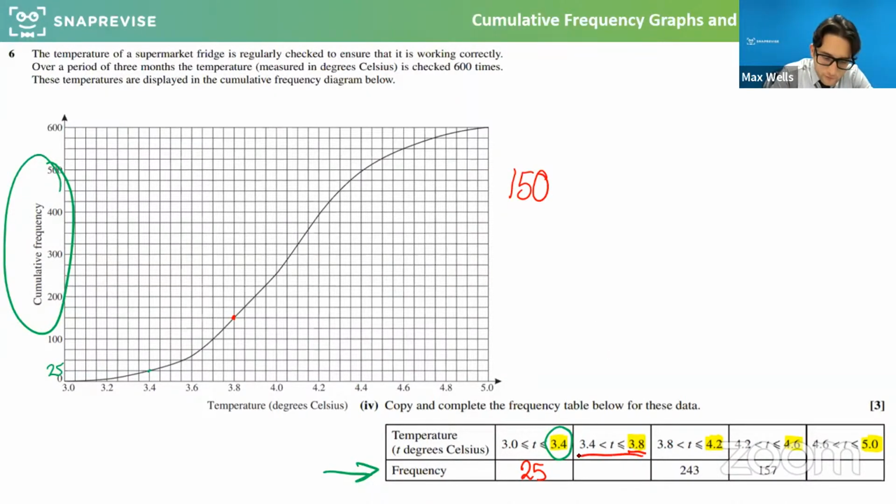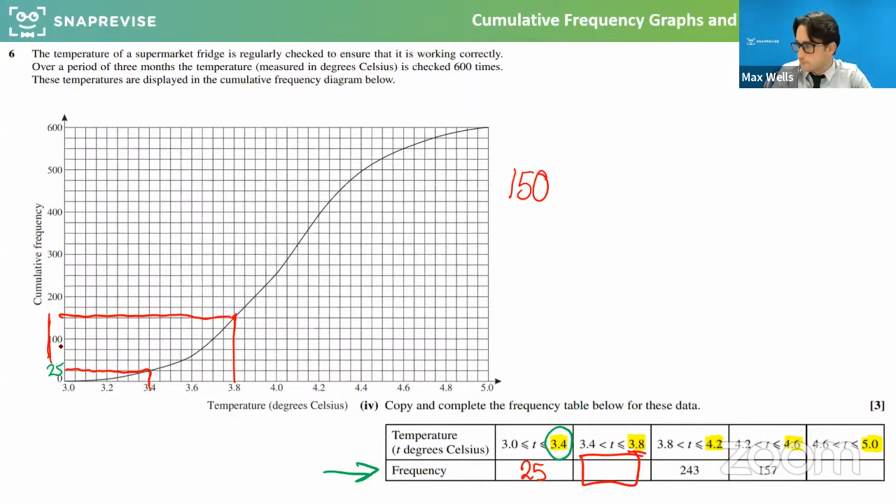Now, there's not 150 going in here because this is the cumulative frequency. Can anyone work out, if the cumulative frequency is 150, but we've already got 25 in the group before, what have we added in this next group to get us from here to here? So from here, if we do 150 minus 25, can everyone see that that next category must have 125 in it? Because its cumulative frequency is 150.